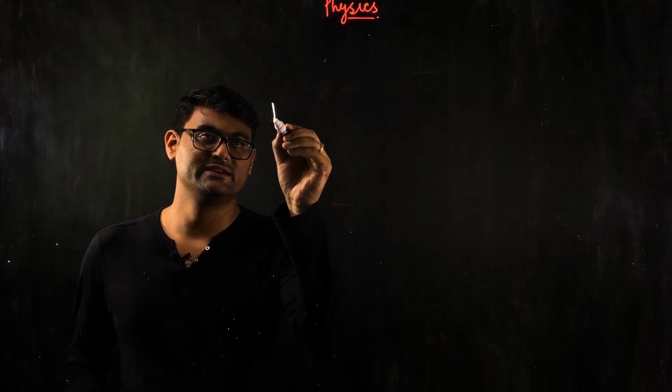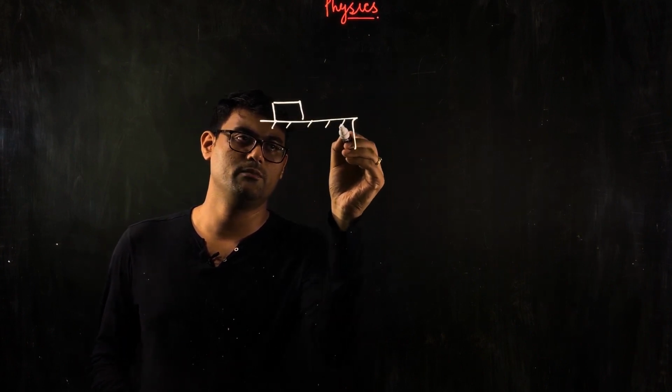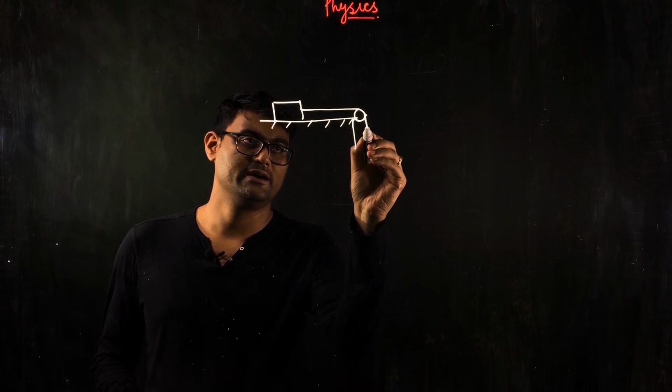So let us take this example where a block is placed on a smooth tabletop and it is connected with a fixed pulley and a string.